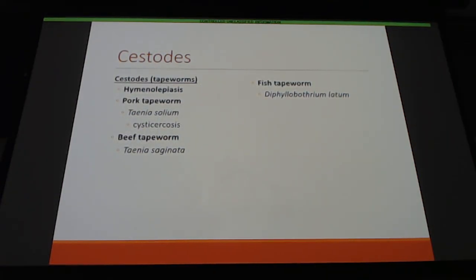Here are the ones that we're going to cover. 1, 2, 3, 4, 5. 3 basic worms with 4 different scenarios for different ones.